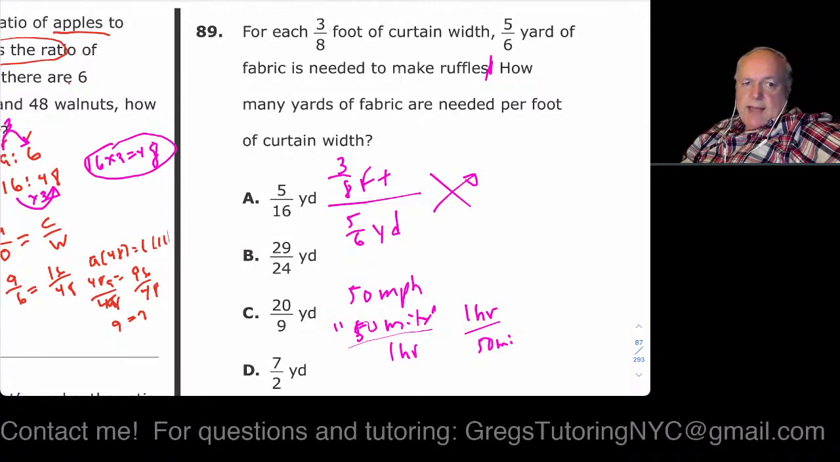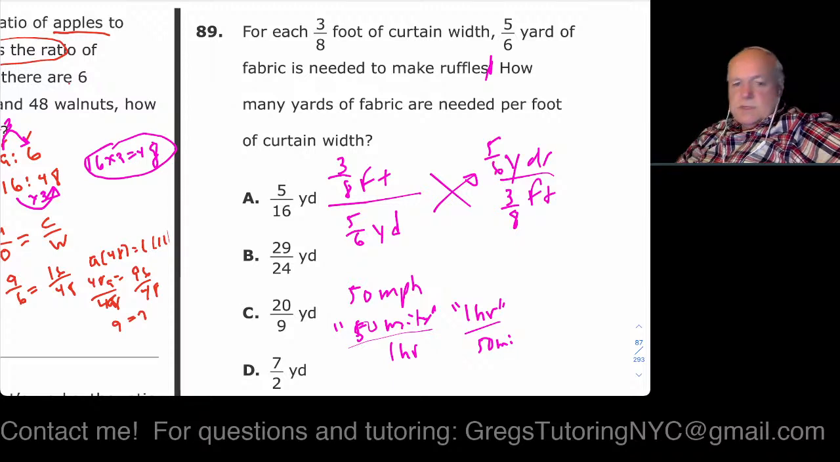So that's what they're asking in the question. They told us it was 3/8 of a foot to 5/6 of a yard, and now they're asking us how many yards per foot. So all they're asking us to do is flip that. Okay, so now this reduces down to division of a fraction. So let's focus on that part.